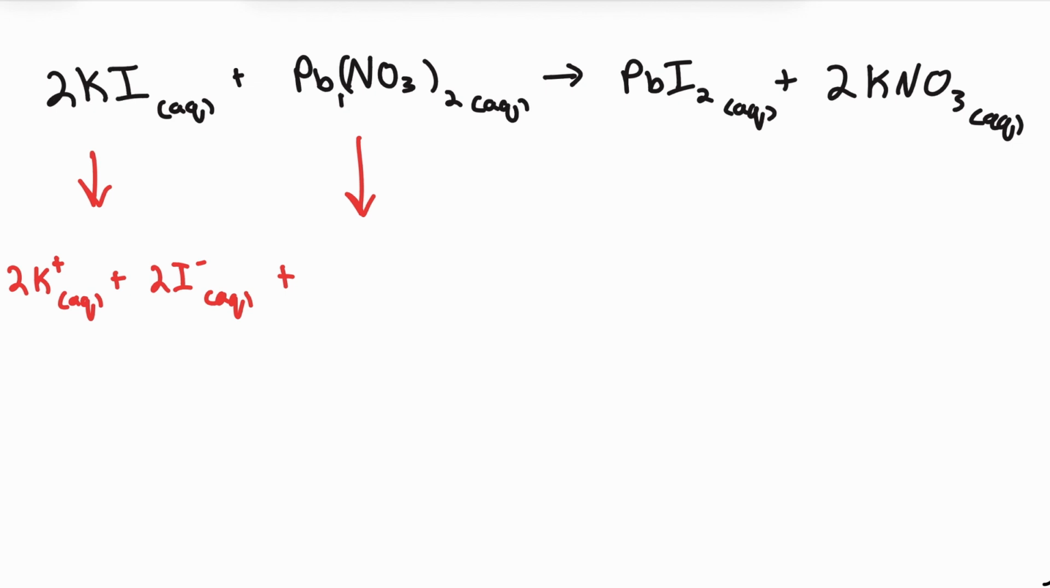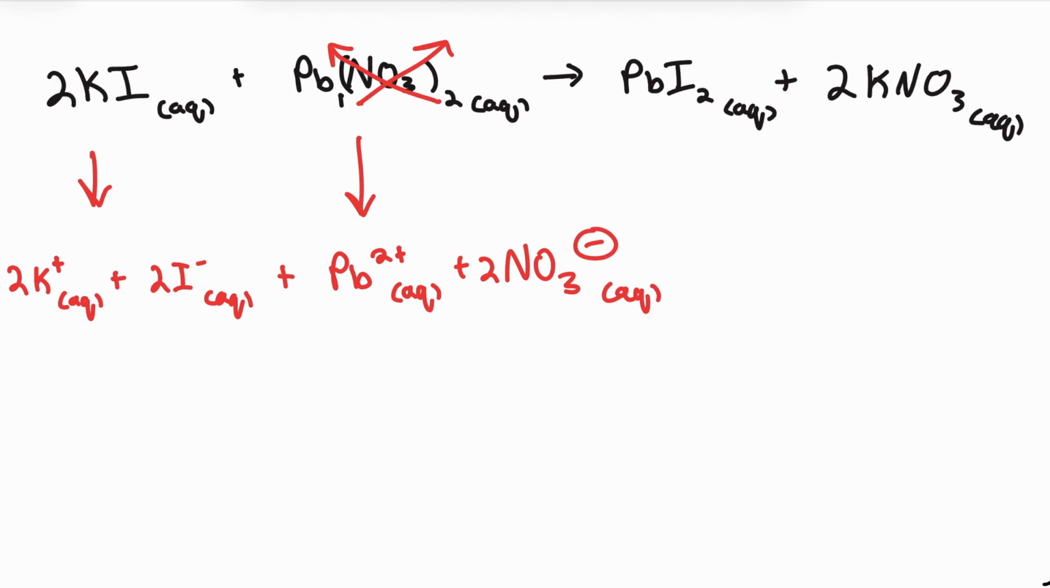So we take the implied 1 below lead and we put it back up there, and we take the 2 from nitrate and we put it back up there. And thus we will have Pb2+ aqueous and NO3- aqueous. But what's one other thing we have to remember? We need to have a coefficient of 2 in front of our nitrate. Why is that? Well, because our charges have to cancel out. 1 negative charge is not going to cancel out with 2 positive charges. But 2 negative charges will cancel out with 2 positive charges.